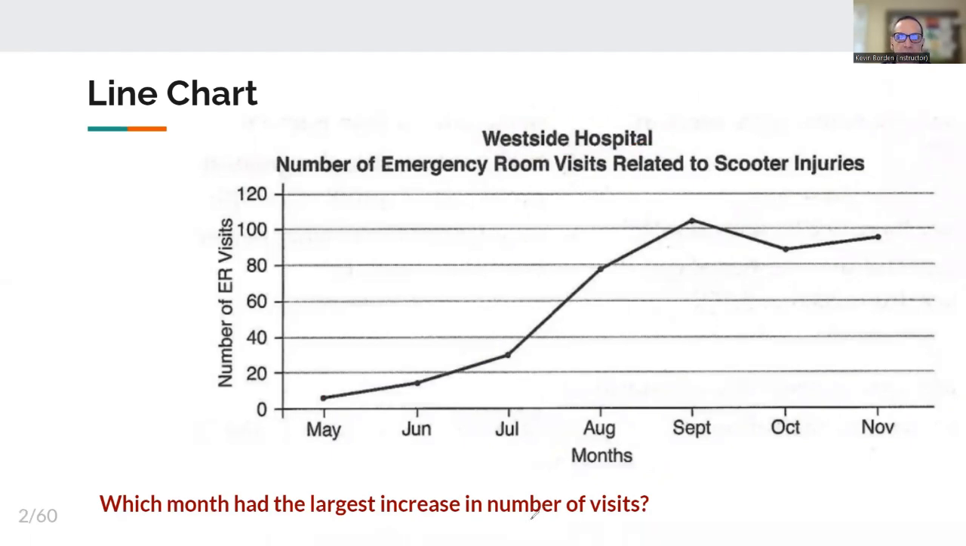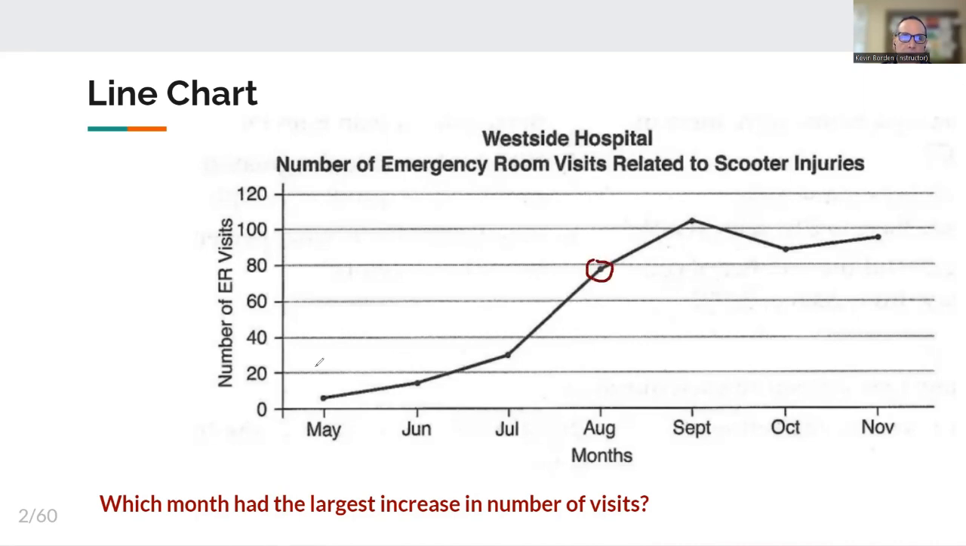And you might be looking at this chart, and I would bet a lot of you are thinking that the answer is September. But that's incorrect, because September had the largest number of visits. That's true. If that was the question, which month had the largest number of visits, September would be the correct answer. But the one that had the largest increase in visits is actually August. And let me explain why.